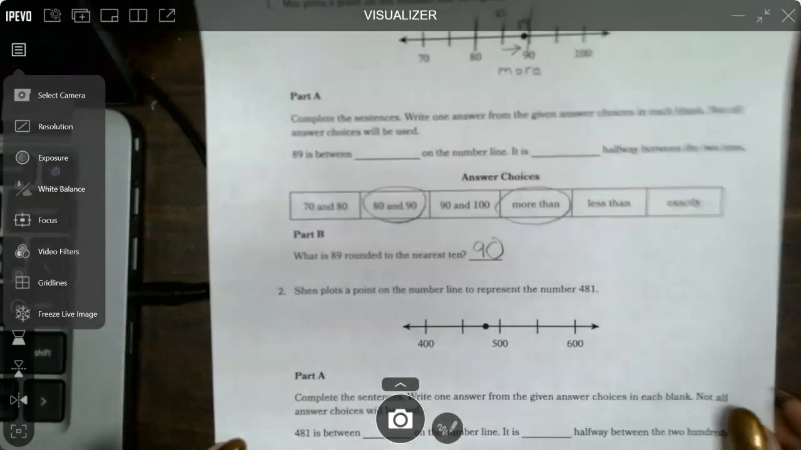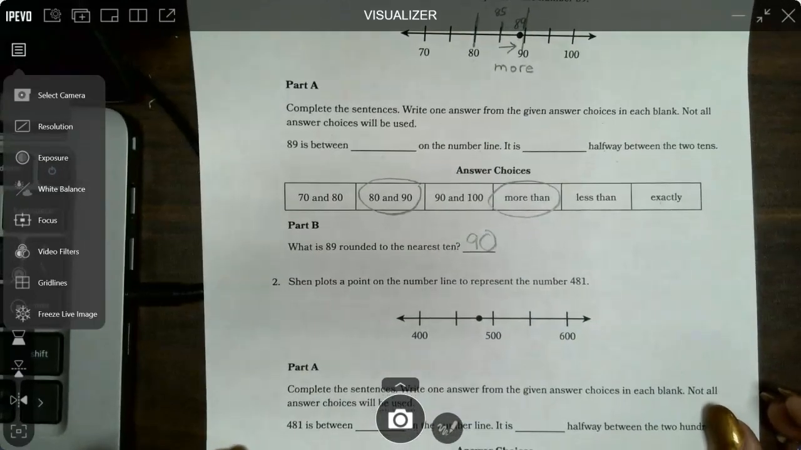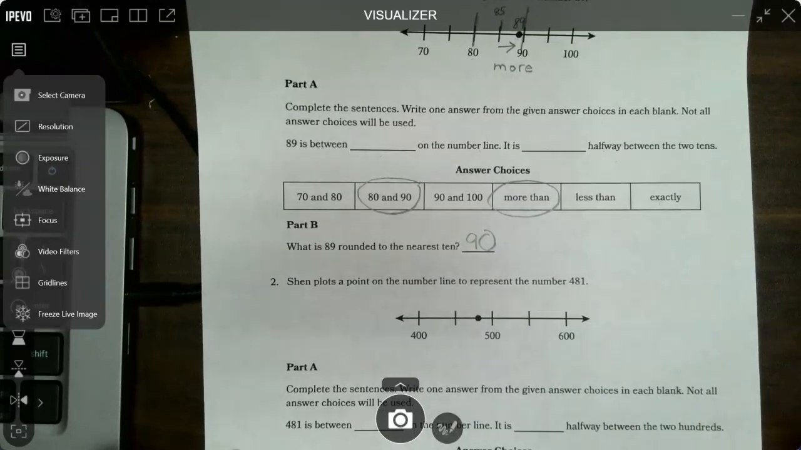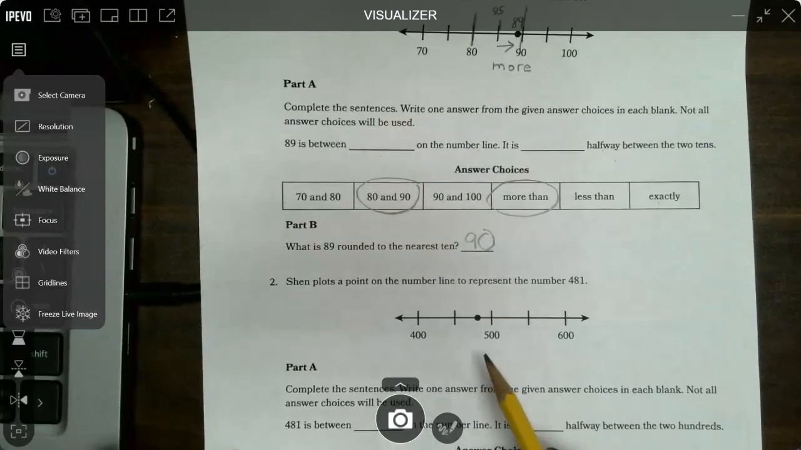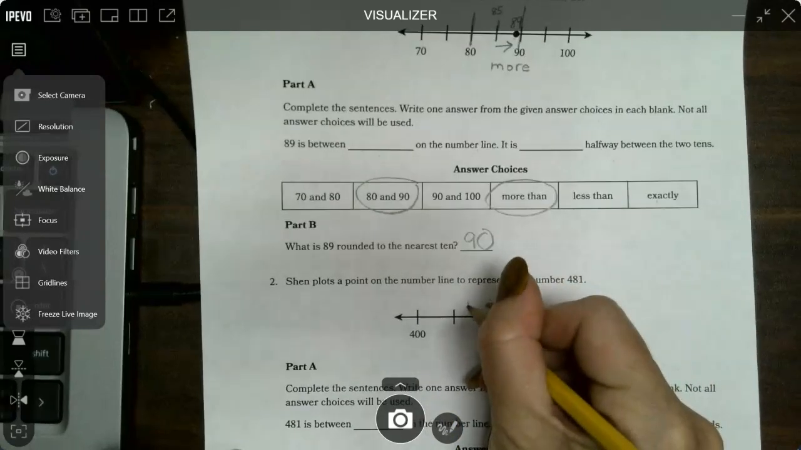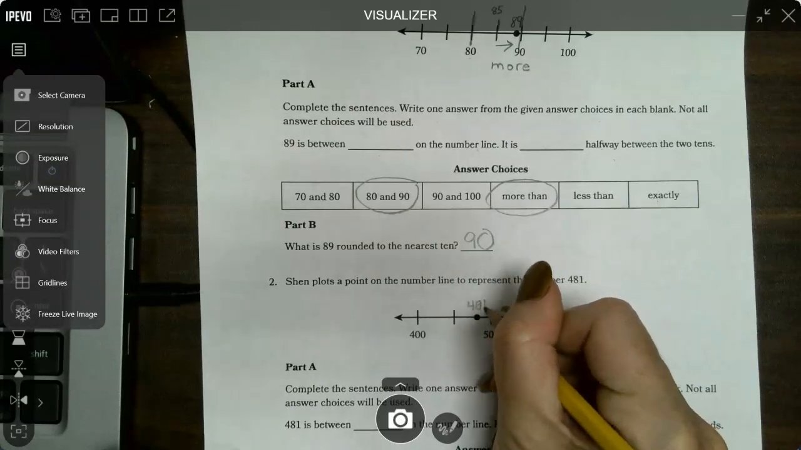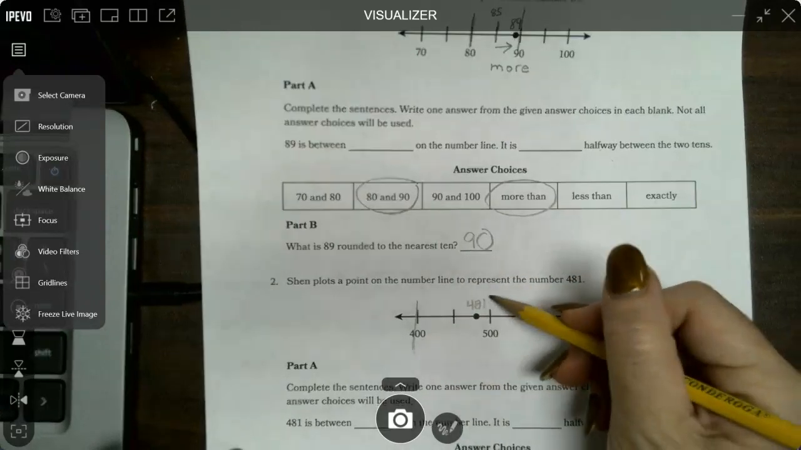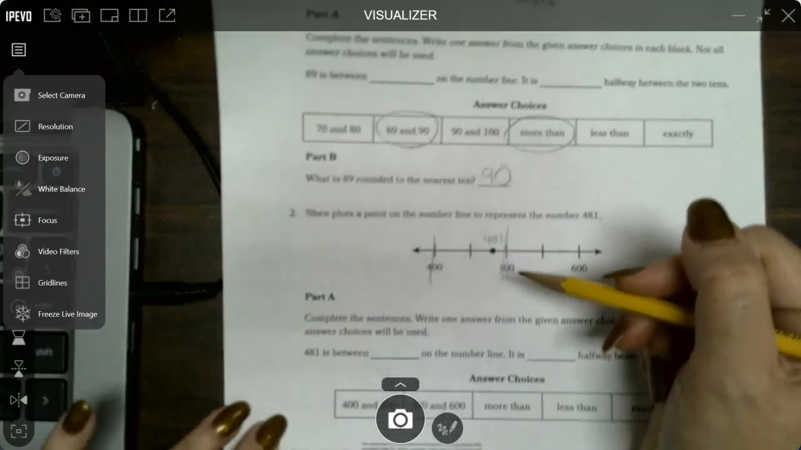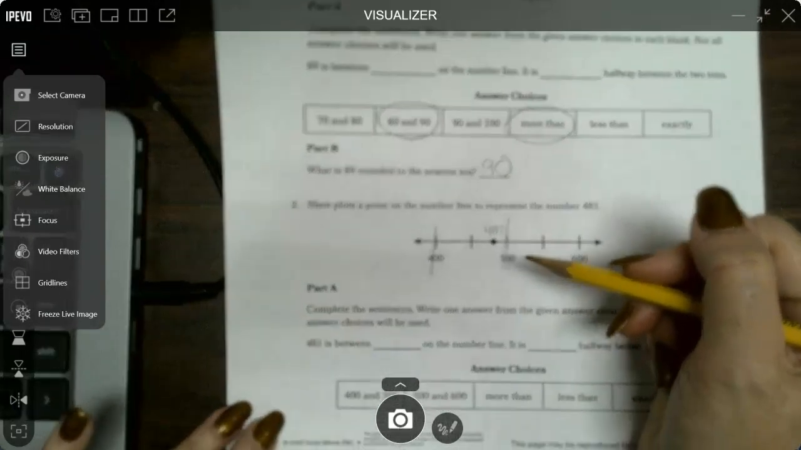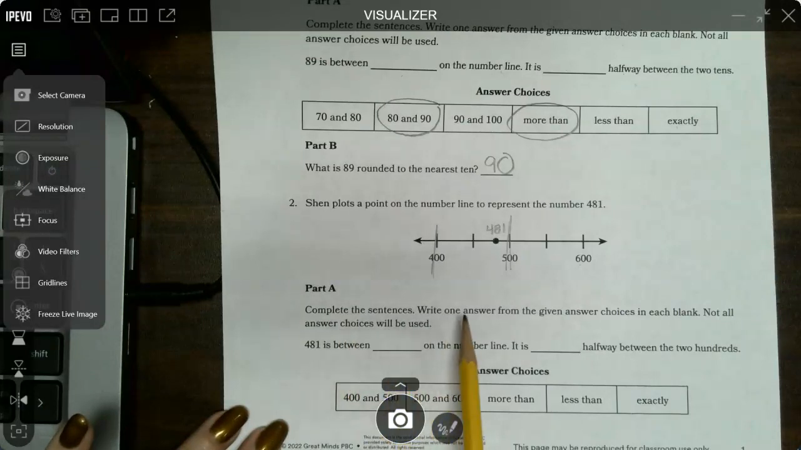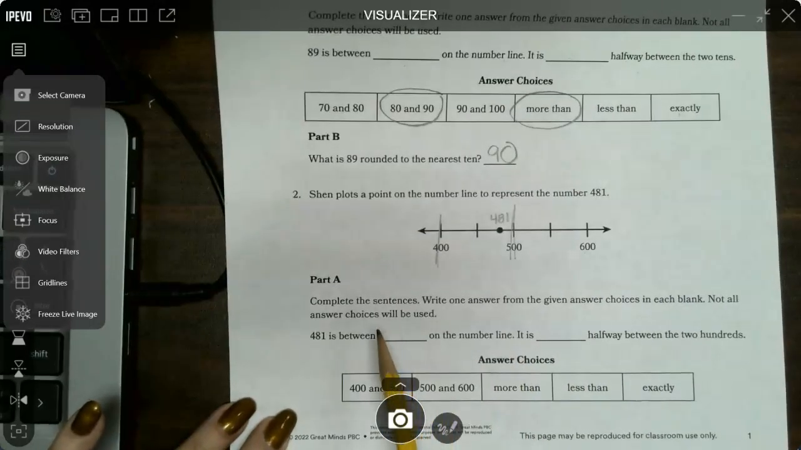Number 2 says, Shen plots a point on the number line to represent the number 481. So again, I see a number line, but this time I notice that instead of counting by tens, we are counting by hundreds. And 481 has been plotted right here between this 100 and this 100. Complete the sentences. Write one answer from the given answer choices in each blank. Not all answer choices will be used.